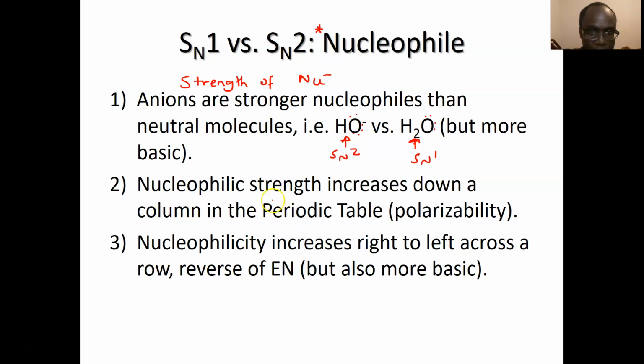Now, the nucleophilic strength increases down a column of the periodic table.